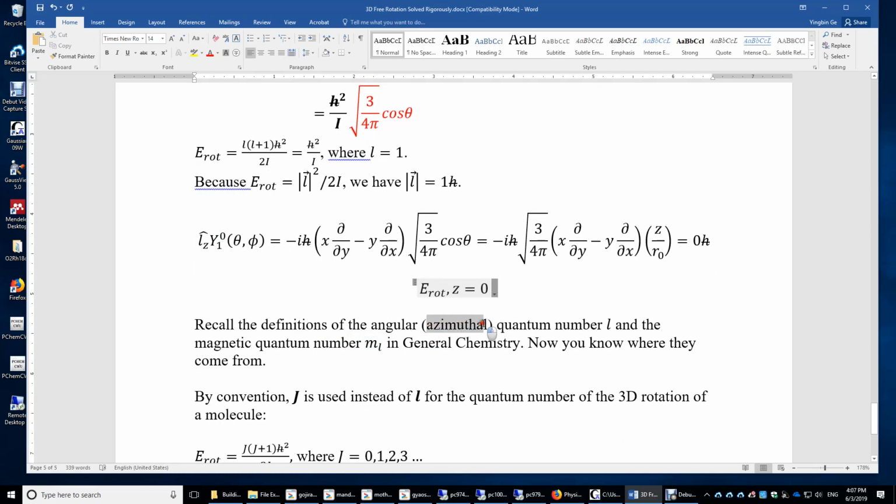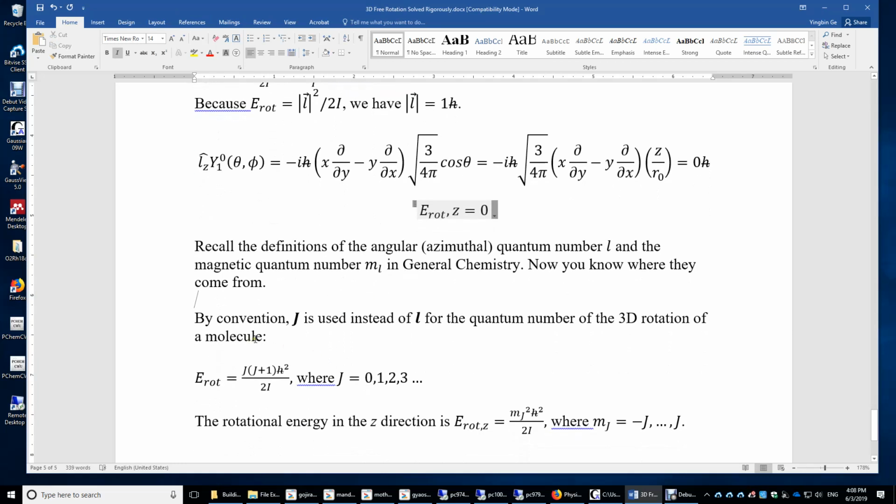It's also called the azimuthal quantum number L, and the magnetic quantum number m sub L in general chemistry. So this m sub L is simply the z component of this L three-dimensional vector. So now you know where this L and m_L come from. They come from solving the Schrodinger equation for the three-dimensional rotation on a sphere. And by convention, L is used for electrons, and m sub L is used for the z component of the angular momentum of the electrons.